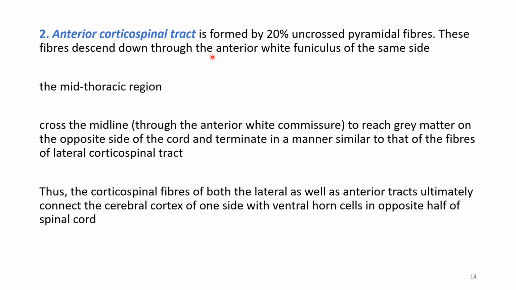Then comes the anterior corticospinal tract, which is formed by 10 to 20% of the uncrossed pyramidal fibers. These fibers descend through the anterior white funiculus of the same side. Mostly they will end up to the mid-thoracic region. Then they will cross the midline through the anterior white commissure and reach the gray matter on the opposite side of the spinal cord and terminate in a similar manner to the lateral corticospinal tract. So finally, what you have to understand is both fibers will cross. The lateral corticospinal tract will cross in the pyramidal decussation, and the anterior at the level of the mid-thoracic region in the spinal cord. So ultimately they will supply the opposite half of the spinal cord.